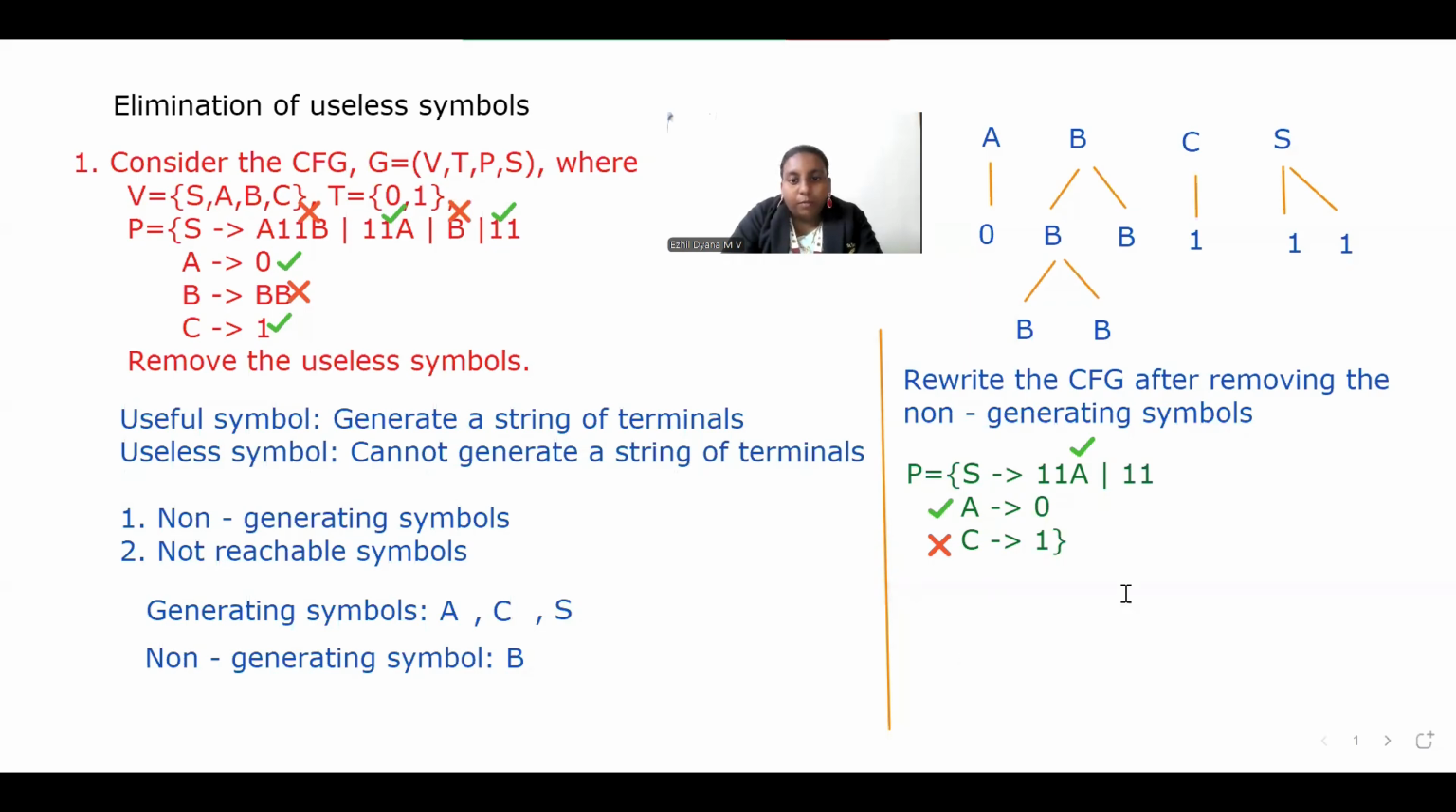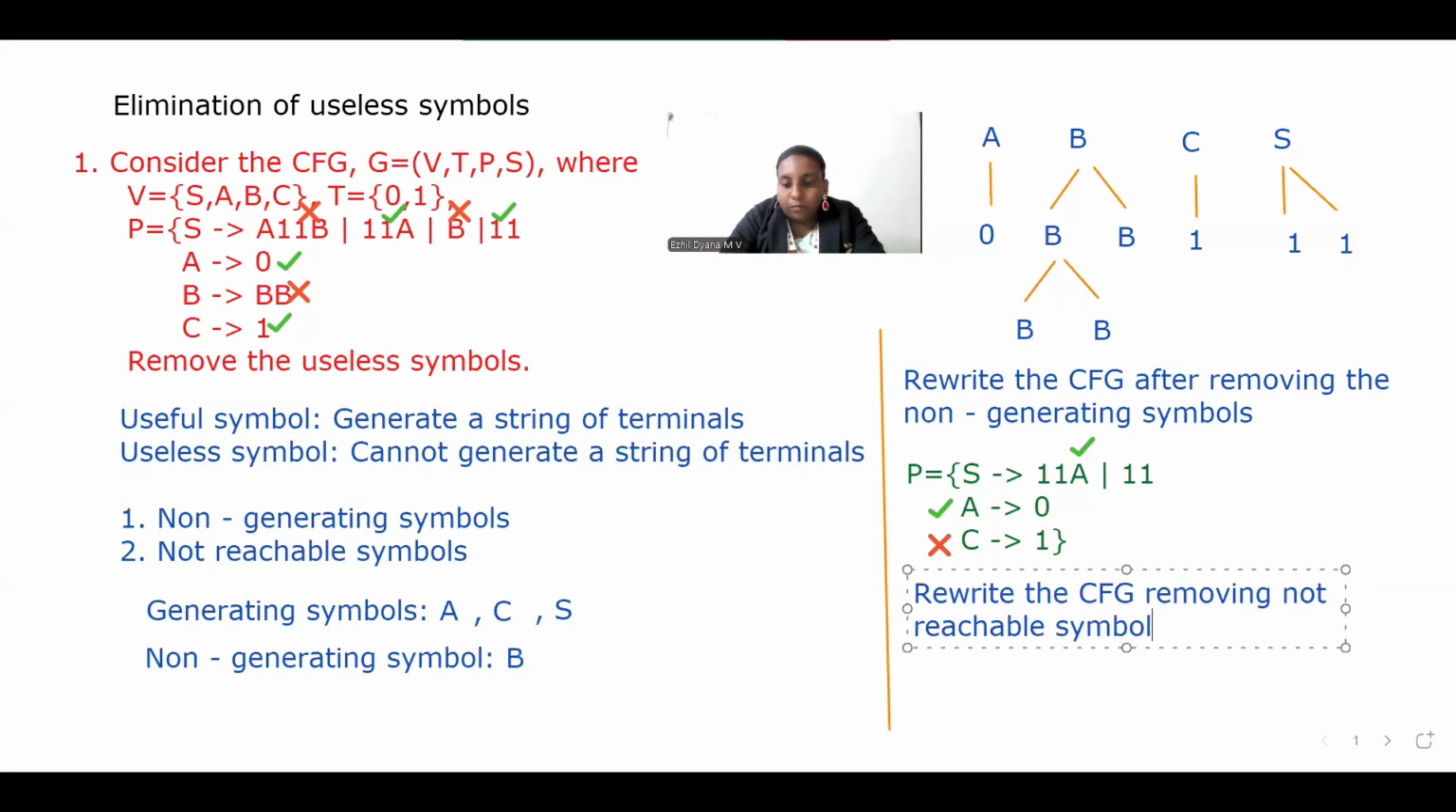So you need to rewrite your grammar by removing the not reachable symbol. The updated grammar will have the production P equal to S tends to double one A or double one, A tends to 0. I cannot reach C, so I will eliminate C. So this is the updated production rule after eliminating the useless symbols.